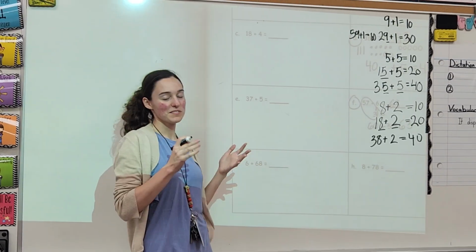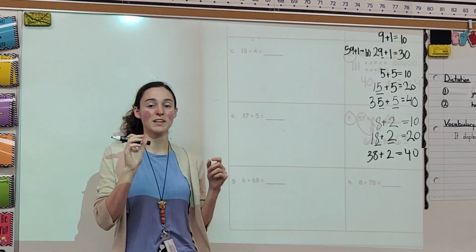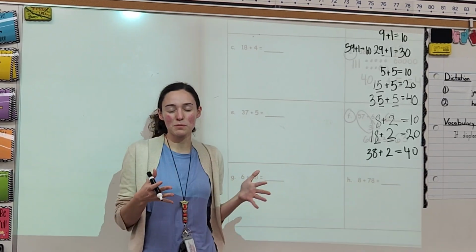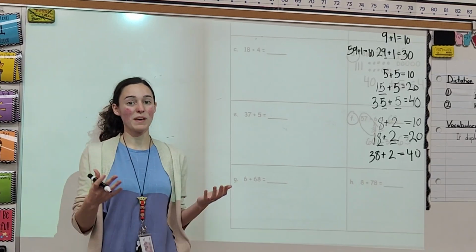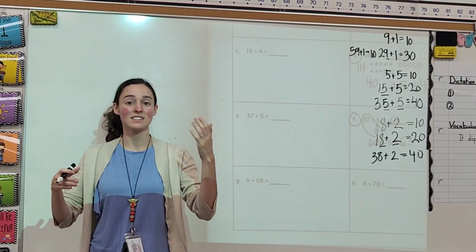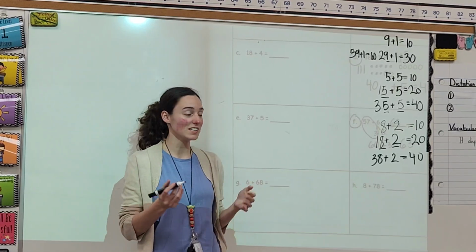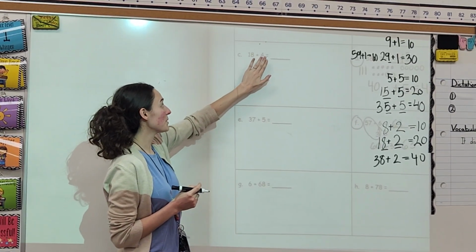All right, so in a previous video, we talked about the make a 10 strategy where they're just trying to make 10. Now, we kind of explored that a little bit more today. Now we're making the next 10. So that's just making the next multiple of 10, 10, 20, 30, 40, 50, to help make our addition easier. So one of our examples that we have is 18 plus 4.